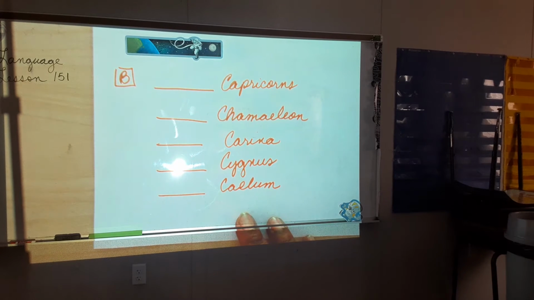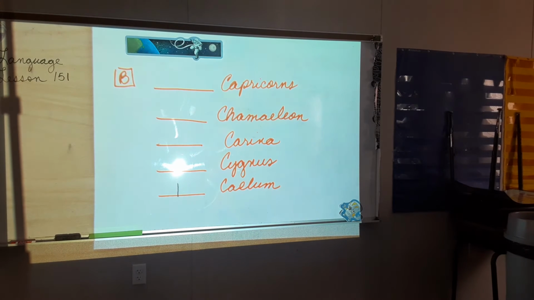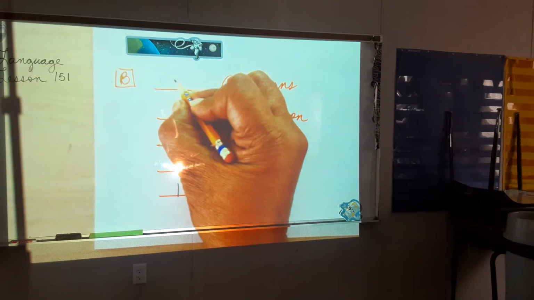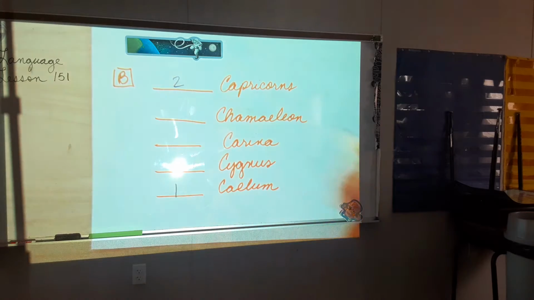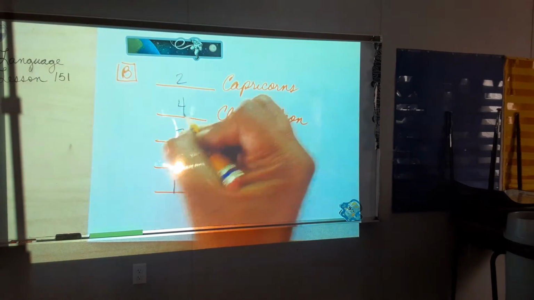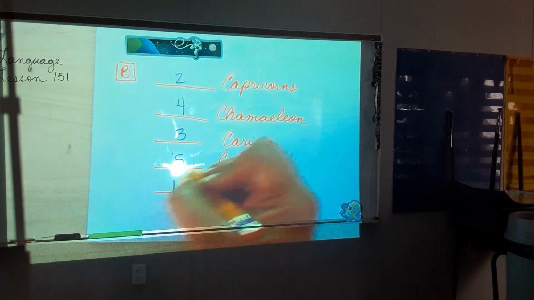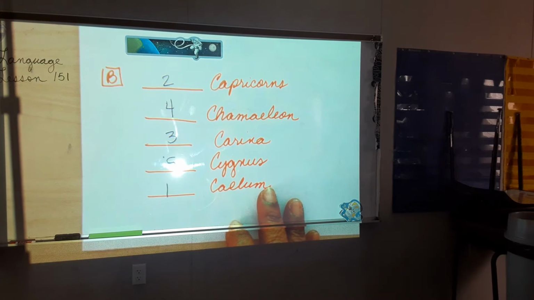The next group. Number one, Capricorn. Number two, Capricornus. Number three, Carina. Number four, Chameleon. And number five, Cygnus.